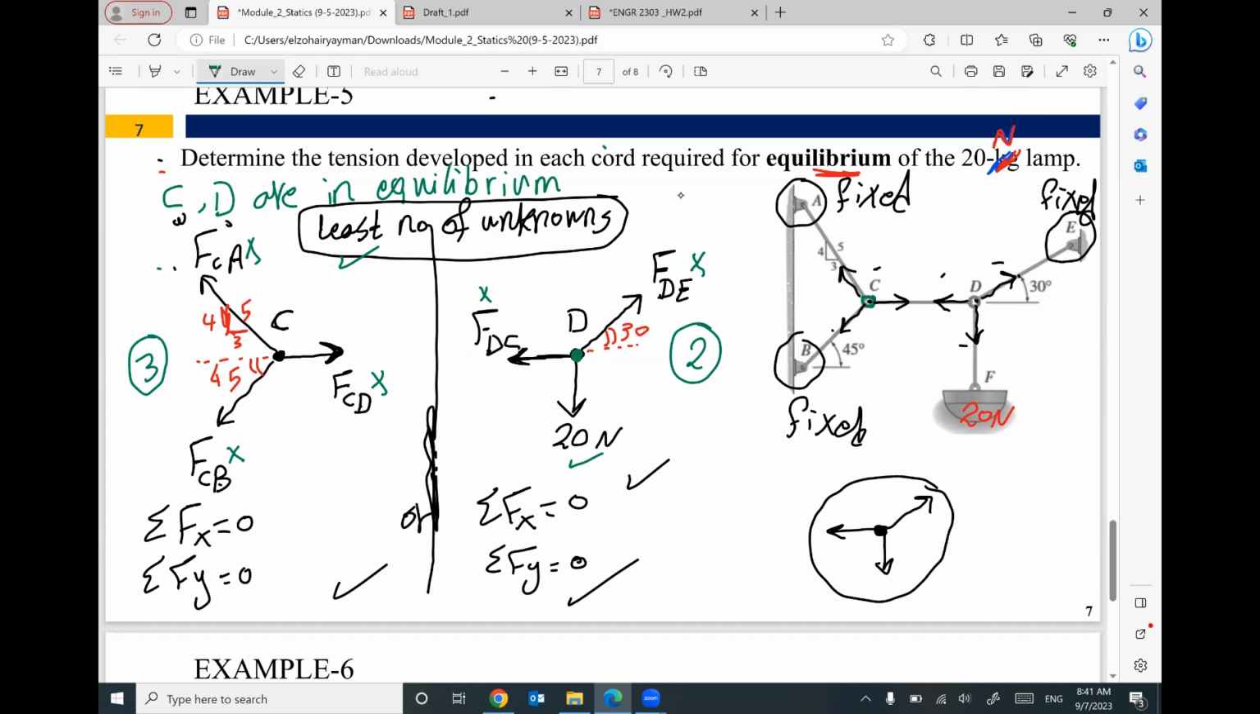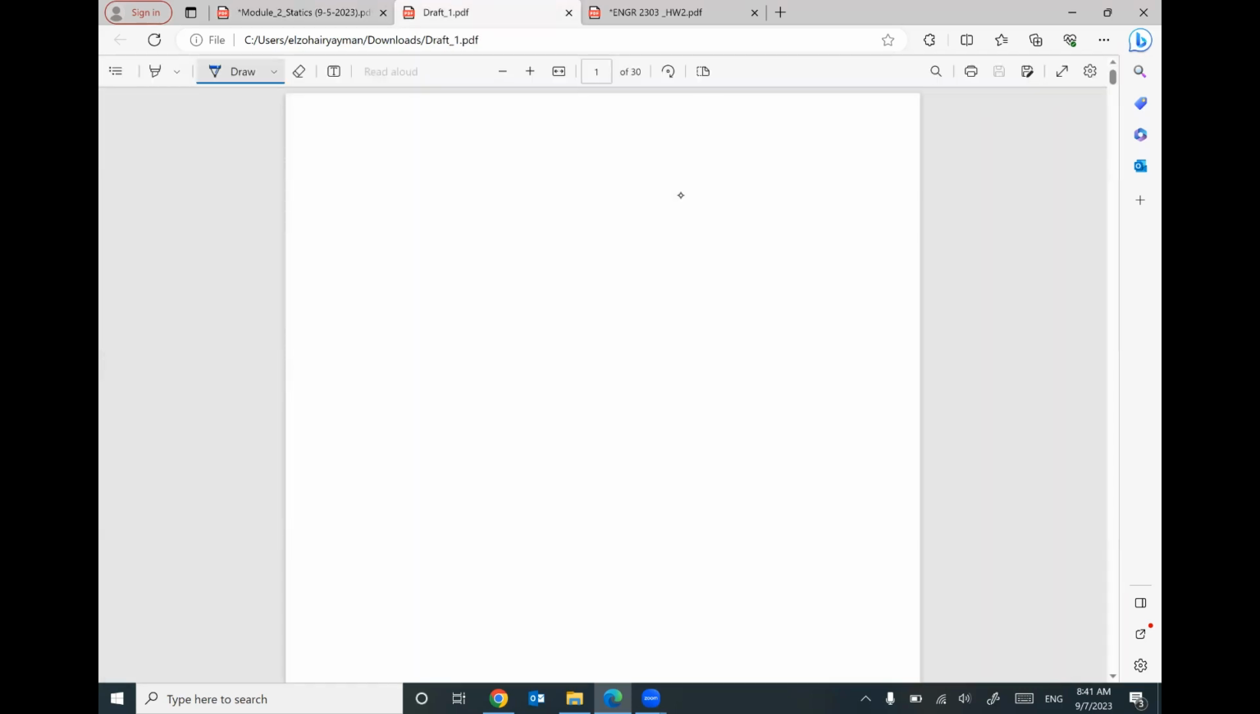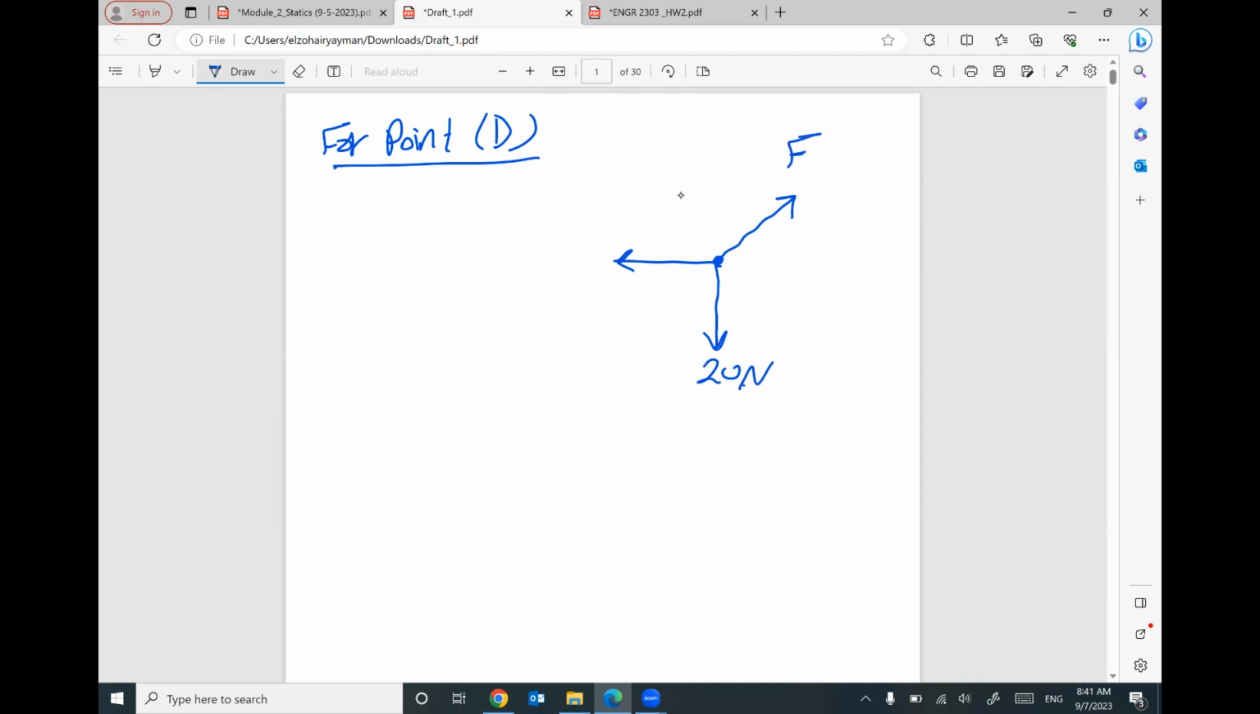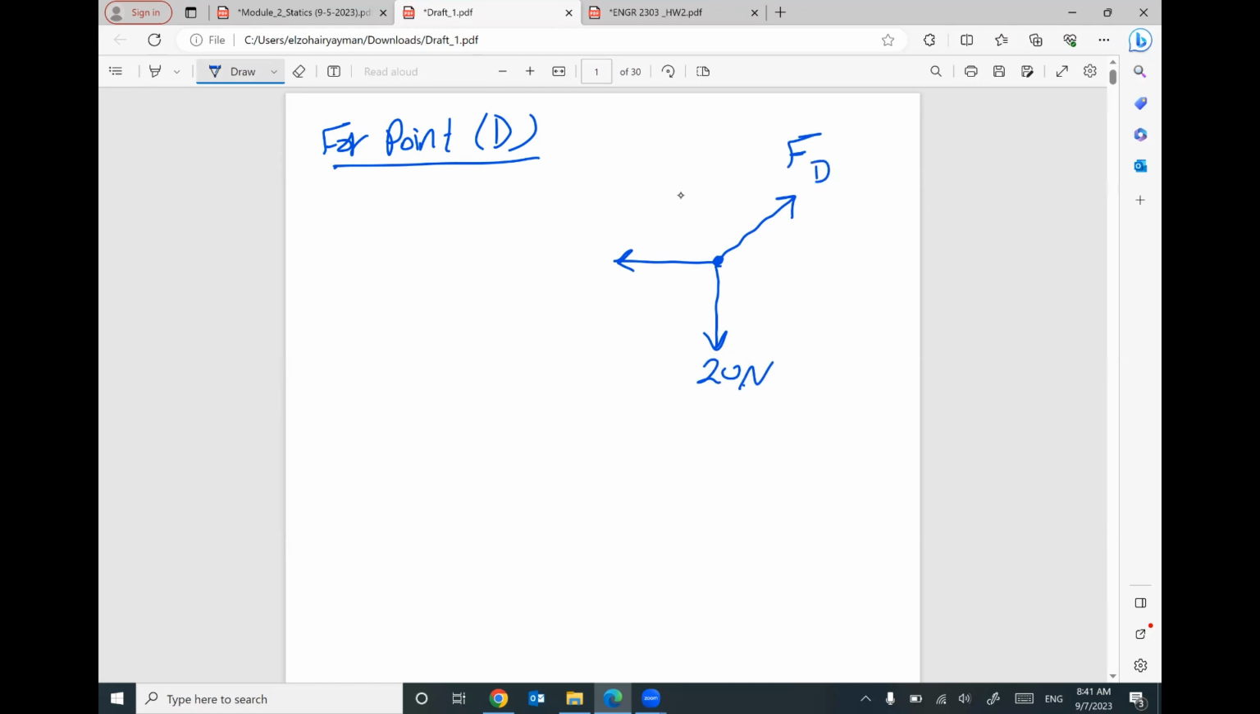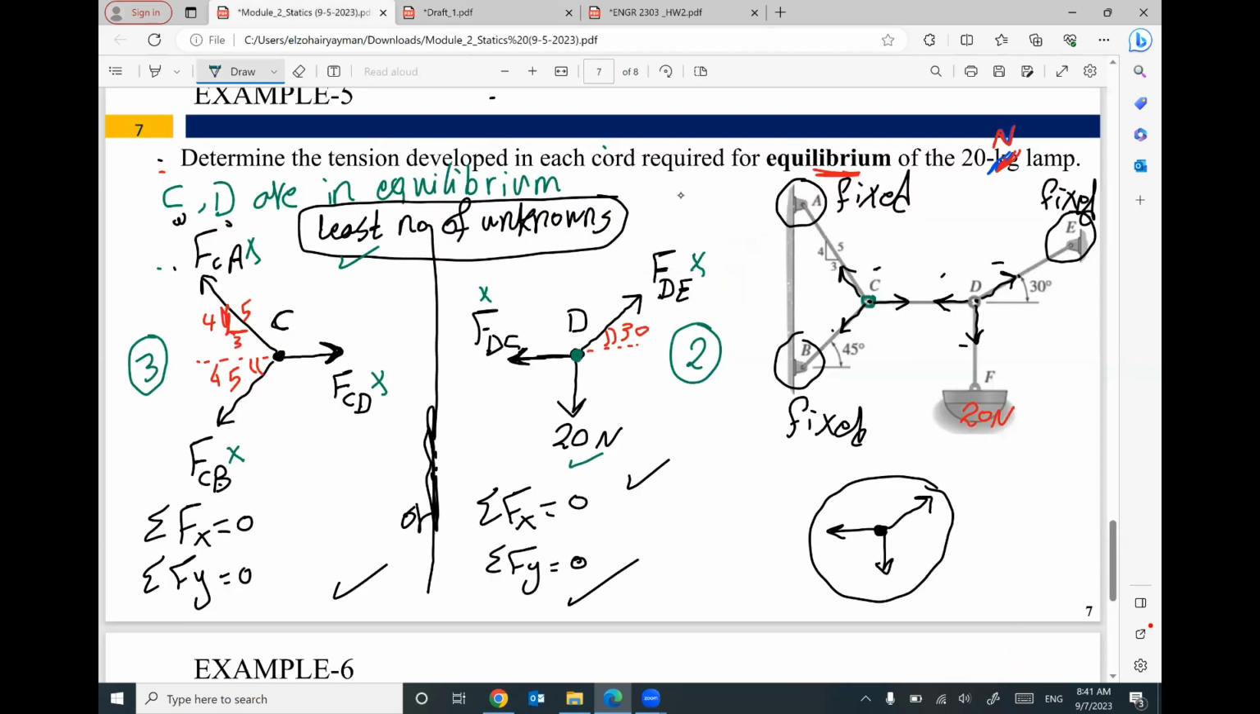Does that make sense? So I will start with point D. Just a reminder, at point D we have a force in this direction, a force in this direction, and a force in this direction. The vertical force is a weight of 20 Newton. This force is called FDE, and this force is called FDC. This angle is given as 30 degrees.